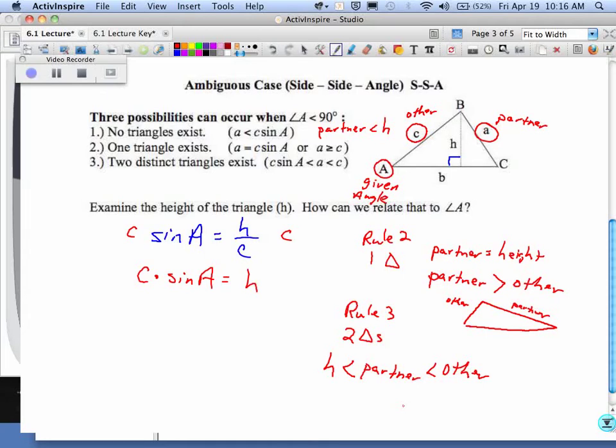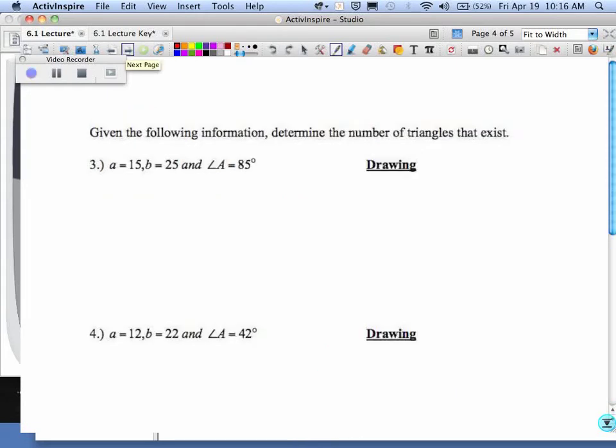Then you're gonna have two triangles. I know right now it's probably like, what is he talking about? But I'm gonna show you the rule. Okay, watch this. So we draw our triangle. We always go A, B, C. Little A is 15. Little B is 25. Big A is 85.